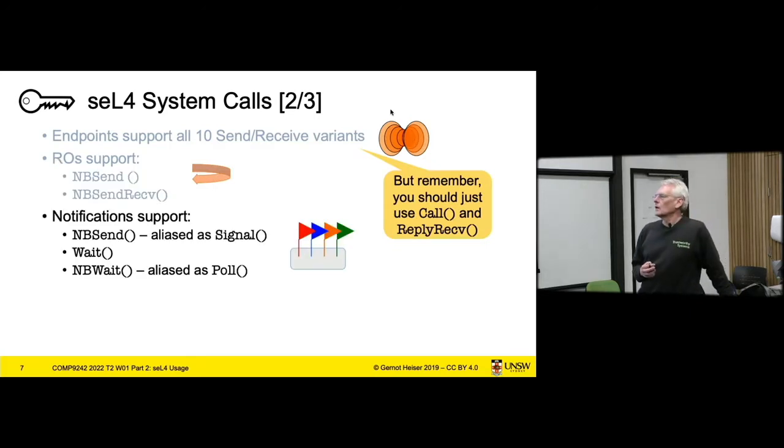And then notifications and all the other system call object types only support a subset of these system calls. So notifications only support non-blocking send, wait, and non-blocking wait. And the non-blocking send is aliased as signal, which is sort of the logical operation you do on semaphores, whereas the non-blocking wait is the poll operation. Why do notifications not support blocking sends?